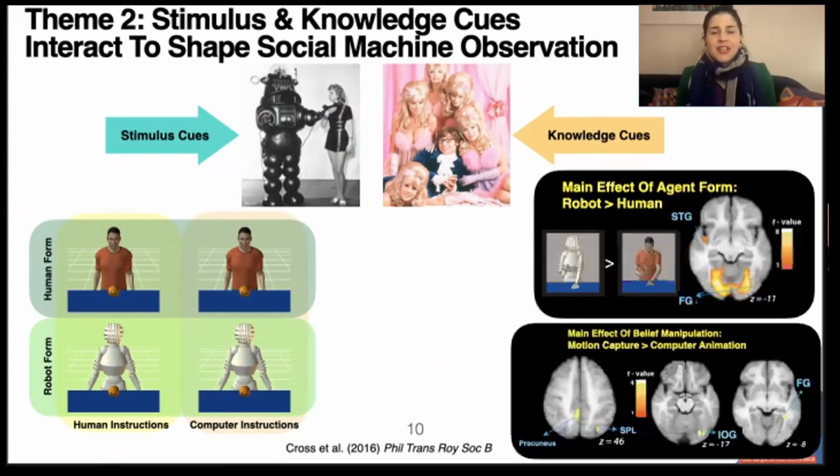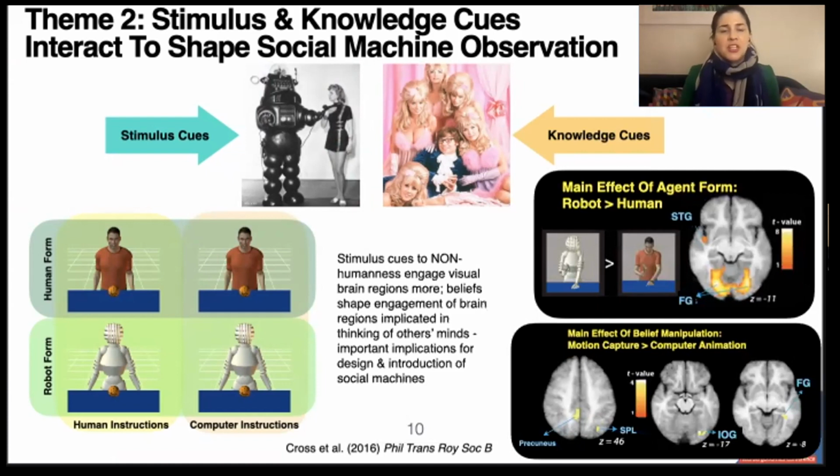And just to whip through what we've seen here, we're seeing that there's actually a much bigger impact of stimulus cues to non-humanness in terms of engaging not just early visual regions, but extending anterior along the fusiform gyrus in the human brain.